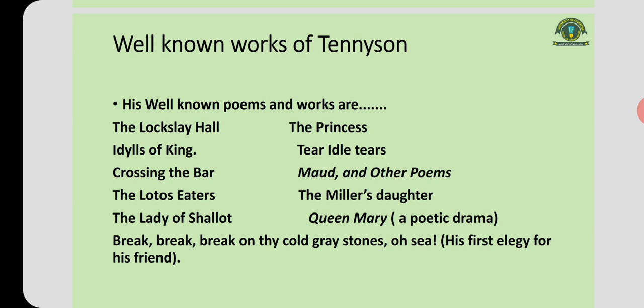between materialistic thoughts and spirituality, non-materialistic thoughts. And after that he wrote other poems: The Lotus Eaters, one of the most important poems, The Miller's Daughter, The Lady of Shalott, and Queen Mary. Queen Mary was basically a poetical drama which was performed off the stage at that time. And lastly, Break, Break, Break on the cold grey stones, O sea, his first elegy for his friend Hallam, as I have mentioned earlier, In Memoriam.